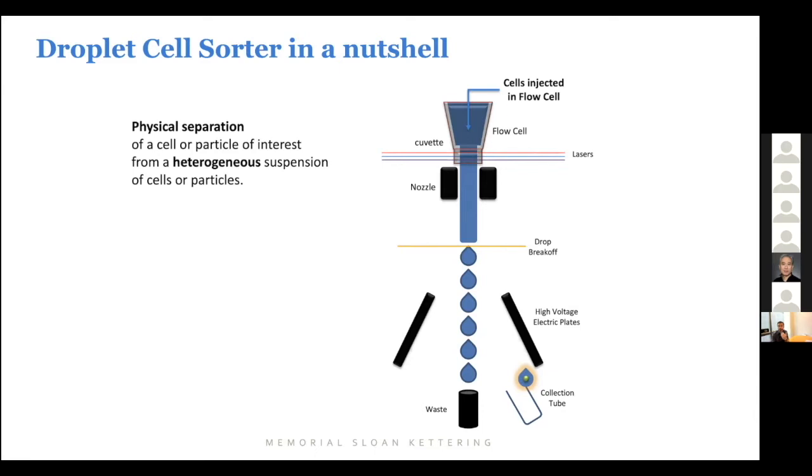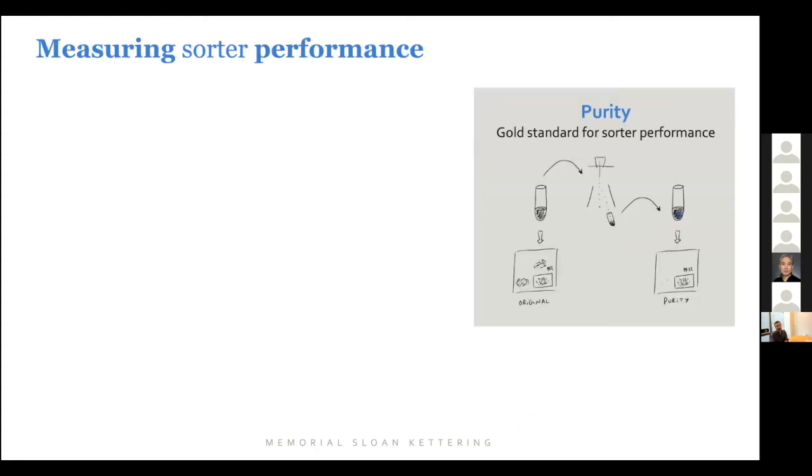And my question to you guys is, how do you know if you're charging the right drop at the right time? So the gold standard for measuring sorter performance has been for many years purity. Of course, if you're sorting for purity, you need to measure purity, but it is not a good measure of the instrument performance, the sorter performance.